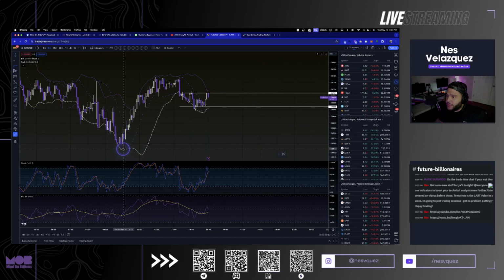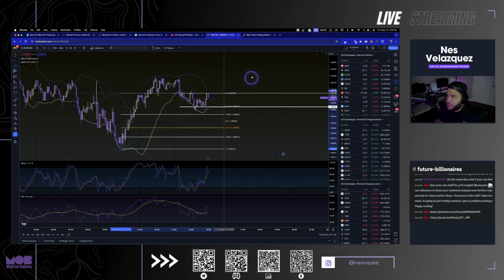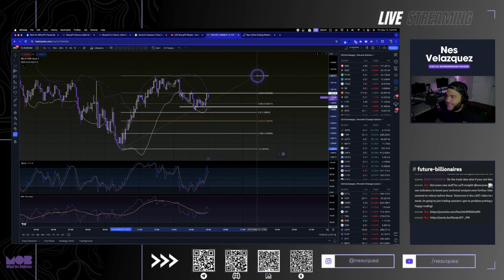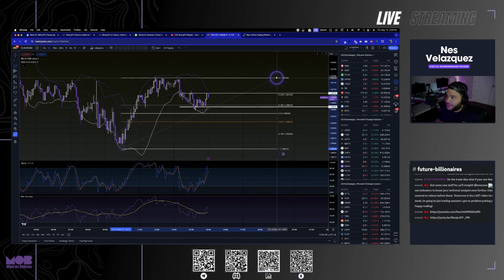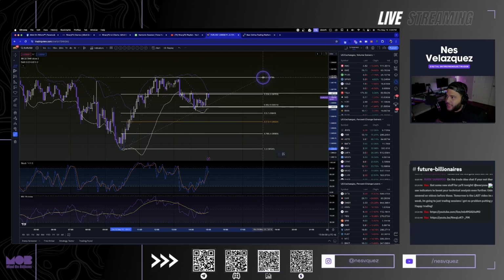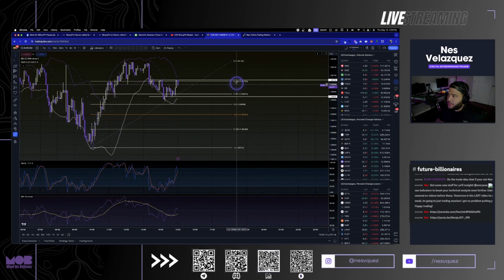Let's see what the word is. Using the fib on a 5 minutes, not the best thing, but you know, sometimes you'd be surprised. It's Fibonacci and everything. So 236. Seems to be some resistance over here.